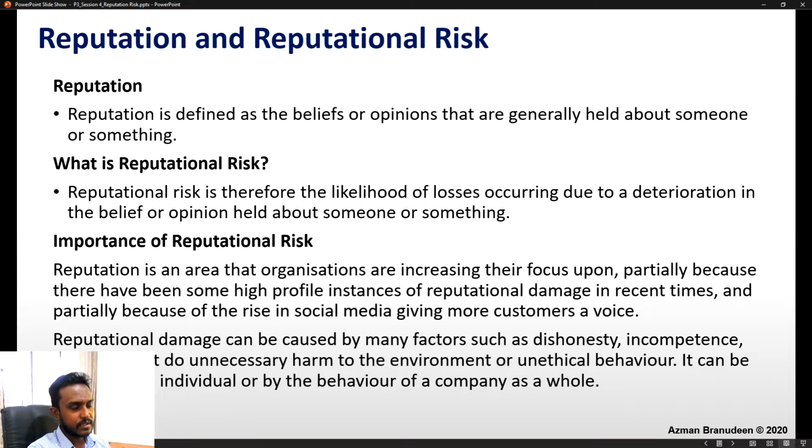Why is reputational risk important? Reputation is an area that organizations are increasing their focus upon, partially because there have been some high-profile instances of reputational damage in recent times, and partially because of the rise in social media giving more customers a bigger voice. Reputational damage can be caused by many factors like dishonesty, incompetence, activities that do unnecessary harm to the environment, or unethical behavior. It can be caused by an individual or by the behavior of a company as a whole.